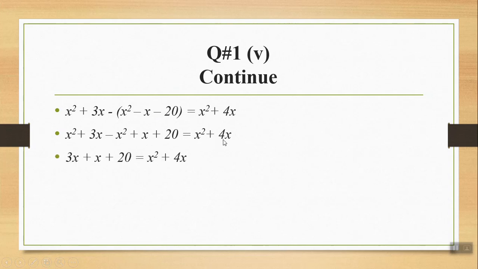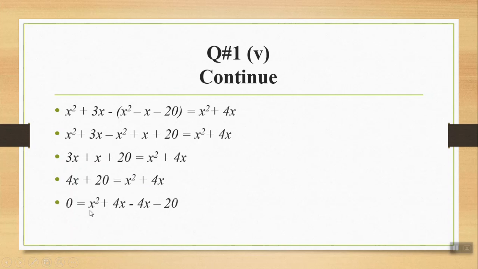Again in the next step, 3x. Here you can see x square and minus x square. You know very well that when the same values have opposite signs, they will be cancelled out. So x square and minus x square will be cancelled out. The remaining value is 3x plus x and plus 20 equals x square plus 4x. Next, 3x plus x, 4x plus 20 as it is equals x square plus 4x as it is.